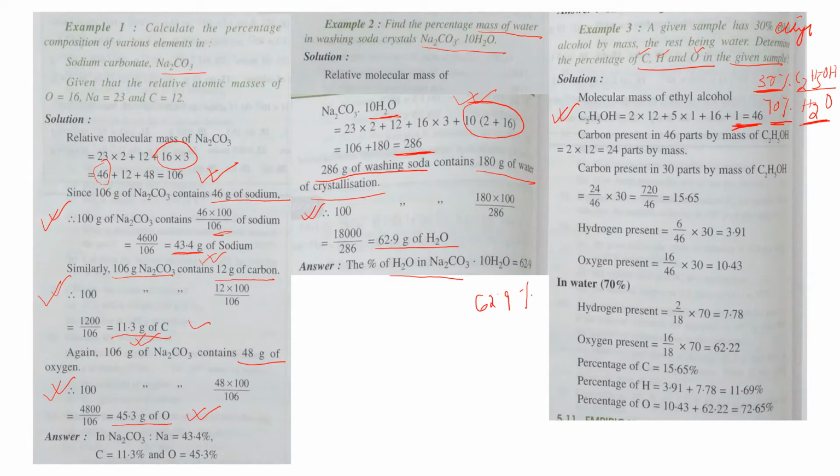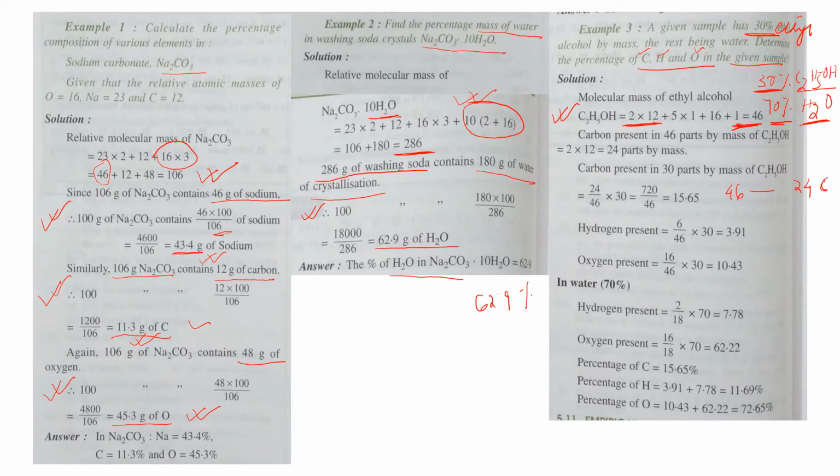Now find out the percentage of carbon present in 30 gram of ethyl alcohol, 30 parts of ethyl alcohol rather you can say, because gram is not said here. Whether it is gram or part, it is all the same. So we will call it as part. So first what you will do, 46 parts of ethyl alcohol containing 24 parts of carbon. I am writing in short.